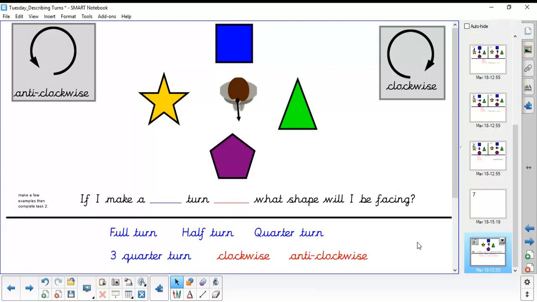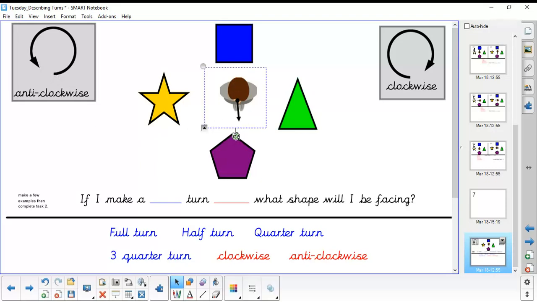Okay, let's look at the next part of our lesson. The keywords we need to understand are anti-clockwise and clockwise. You think of the way that the hands move on a clock, it is clockwise. And if they were to go the opposite way, it would be anti-clockwise.